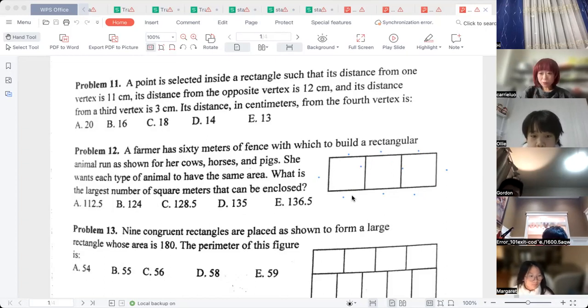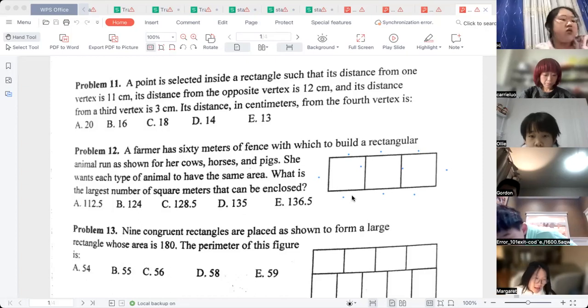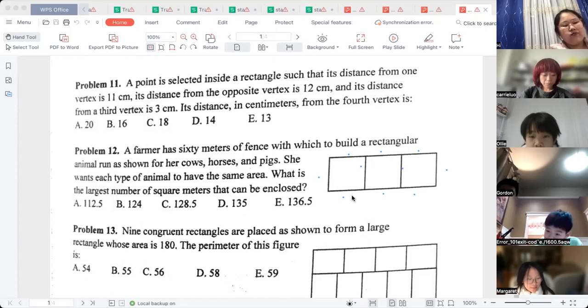A farmer has 60 meters of fence with which to build a rectangular animal run as shown for her cows, horses, and pigs. She wants each type of animal to have the same area. What is the largest number of square meters that can be enclosed?